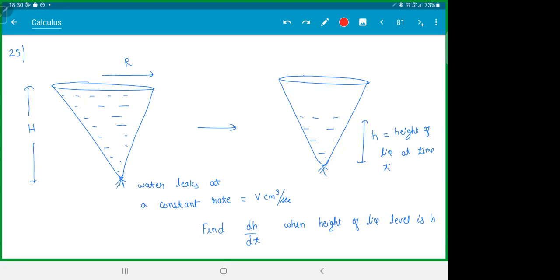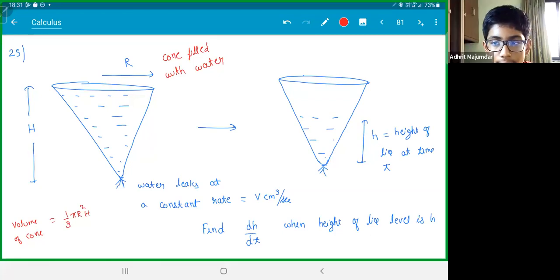Any doubt so far? Anything you're not clear, please ask. So this is a cone with radius r and height h. Do you guys remember the volume of a cone? If someone doesn't know, the volume of a cone is 1 by 3 pi r square h. You should know all these formulas.